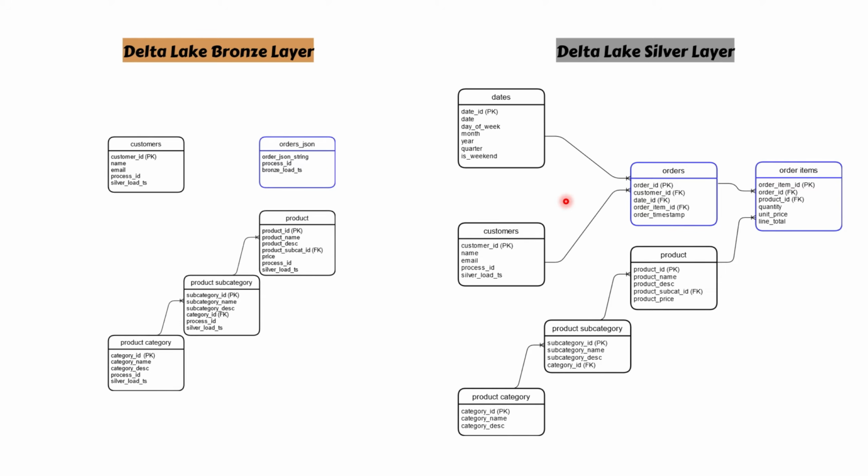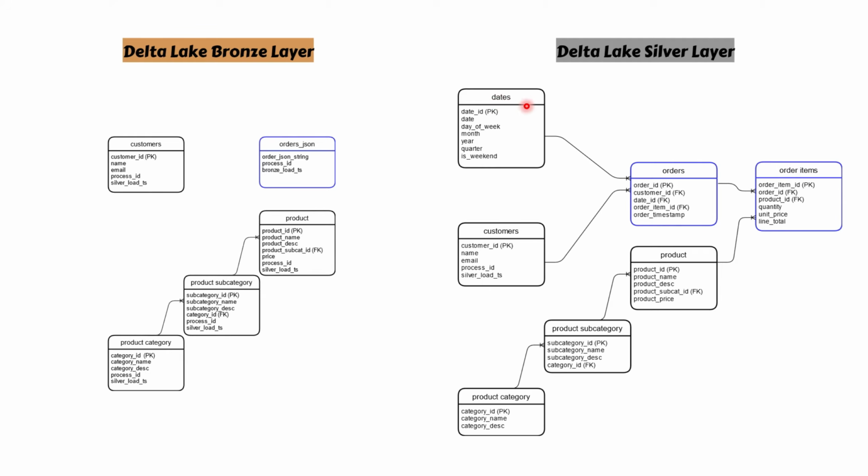In this layer, data is often transformed into a 3NF normalized schema and organized into multiple well-structured tables. Each table represents a distinct aspect of your business, making it easier to understand, maintain, and scale over time. Here, I loaded the customer and product tables from the bronze to silver after performing basic quality checks and transformations, such as cleansing, standardizing, and deduplicating.